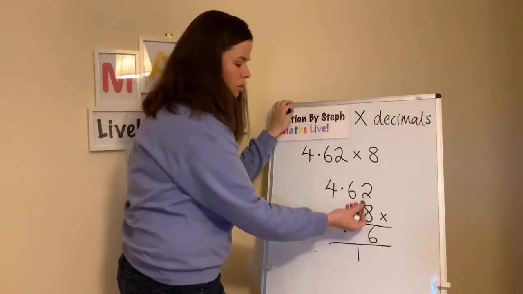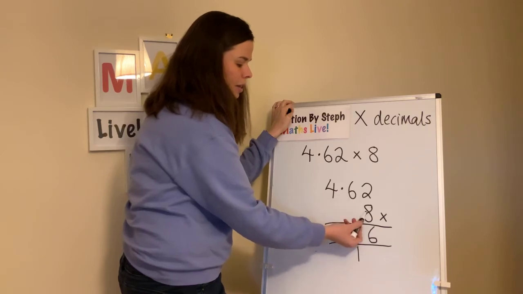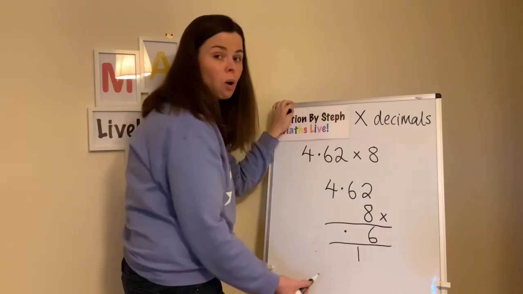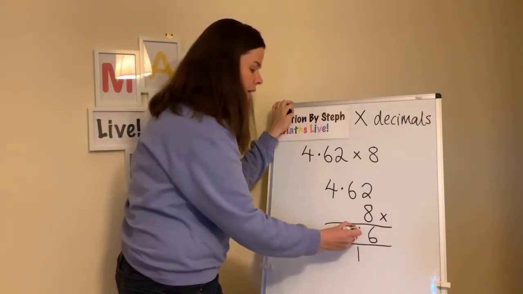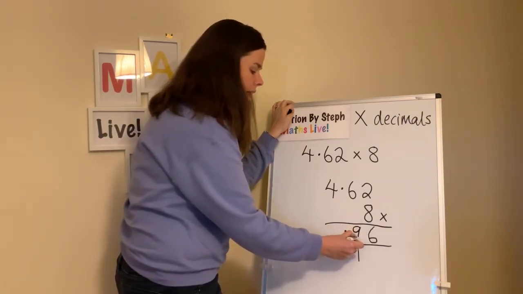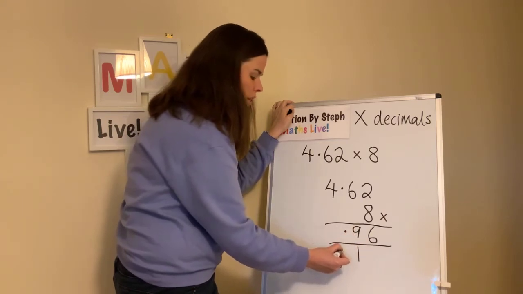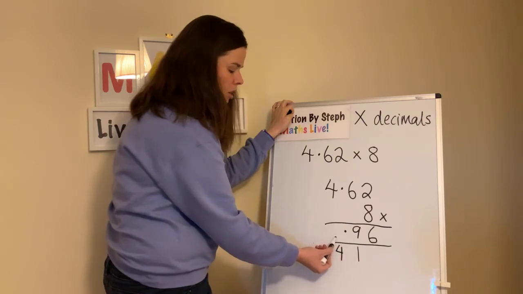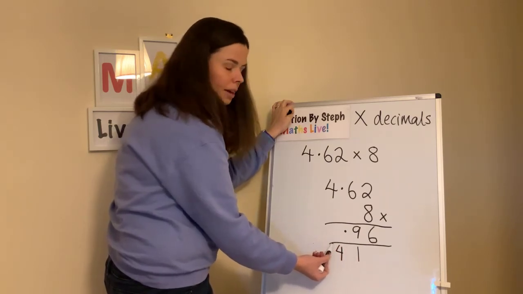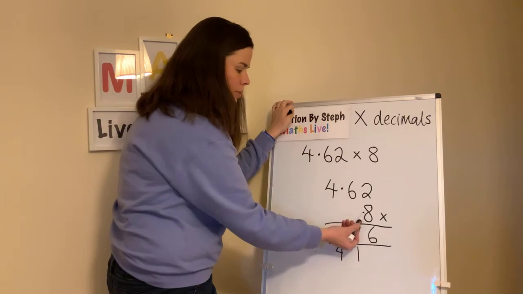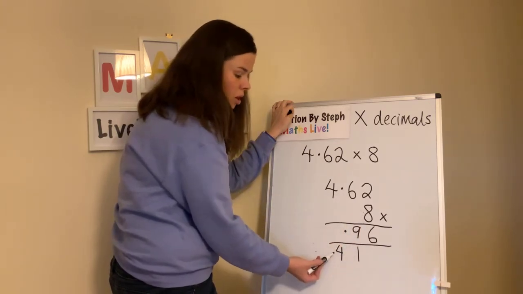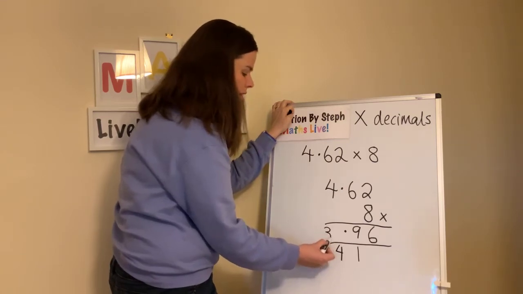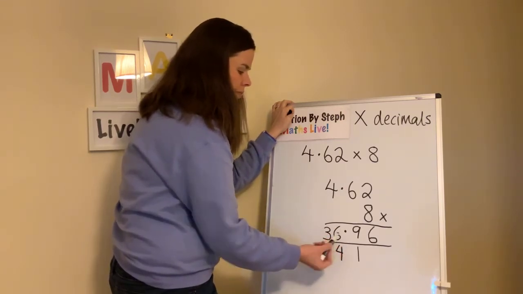So we've done 2 times 8. Now we're going to do 6 times 8. 6 8s are 48. Plus the 1 is 49. So the 9 stays there and the 4 out of 49 regroups. Okay, so can you see it's gone the next column along here. 4 times 8 is 32. Plus the 4 is 36. Okay.